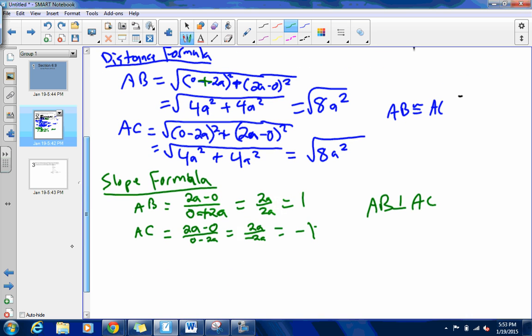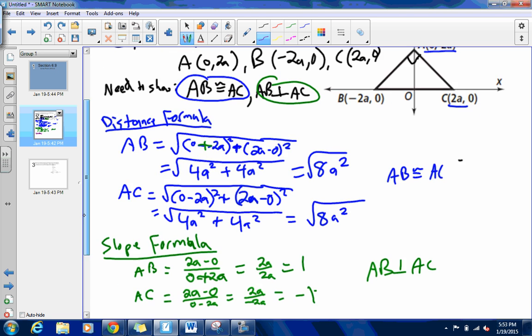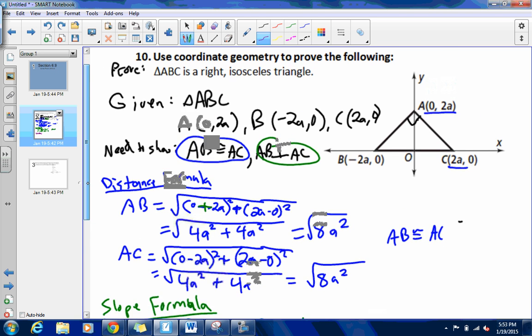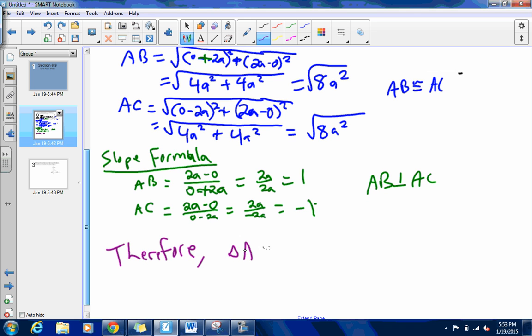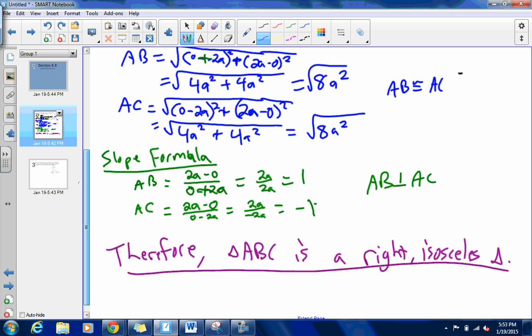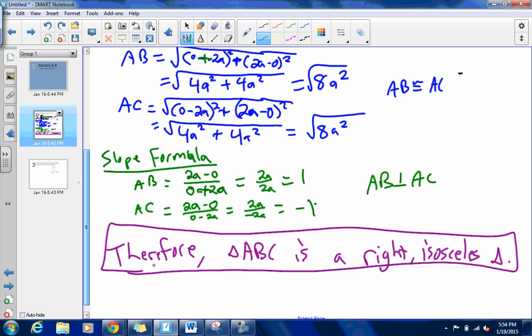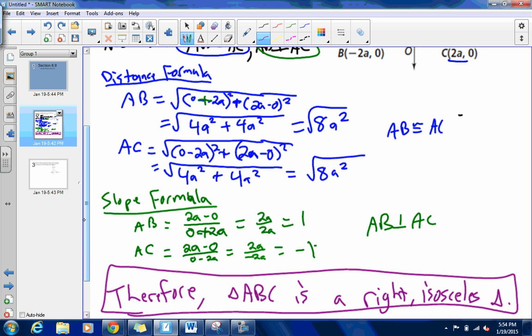Now that we proved those, we can close it by saying, therefore, ABC is a right isosceles triangle. All right, and that's what we need to prove, so we are done. So there's all the work if you want to check it over and pause it. If not, I'm going to go on to the next proof.